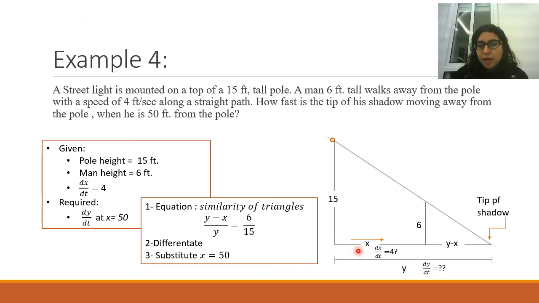So if I give a parameter x for this distance, dx by dt will be 4. Is it increasing? Yes, the distance is increasing, so it's going to be positive 4. How fast is the tip of the shadow? The tip of the shadow is the tip of this triangle over there. This is the tip of his shadow.